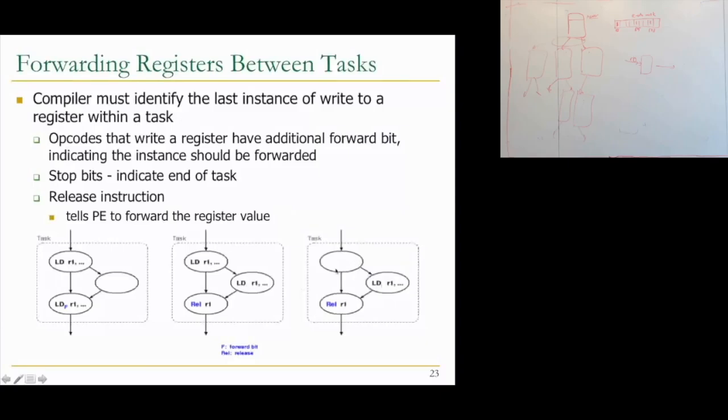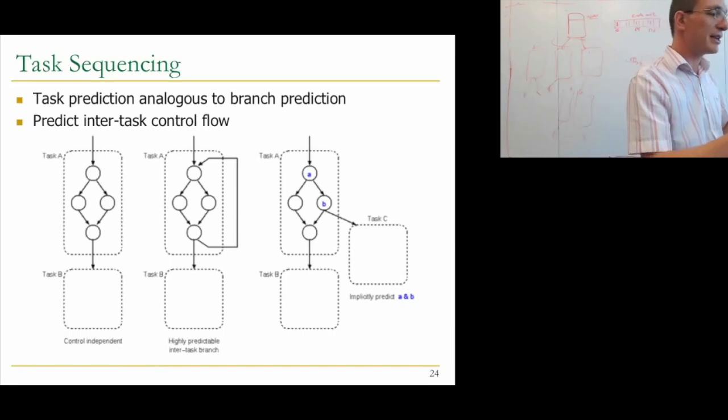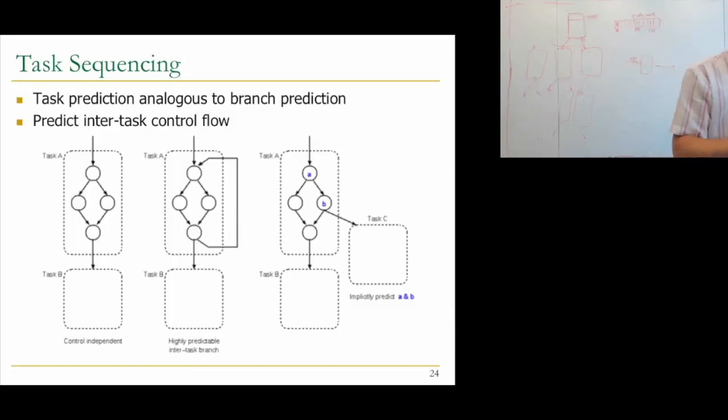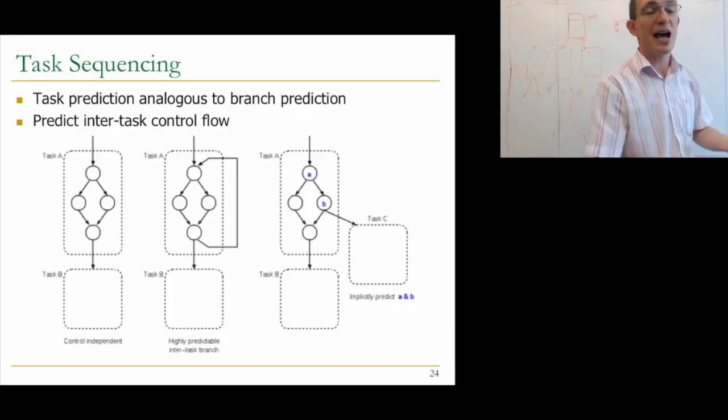If you go this path, a new value of R1 is produced, and that needs to be forwarded. Okay? So how does task sequencing get achieved? Basically, headers contain information about the potential successor tasks, and the task sequencer, which was here before, needs to do task prediction.